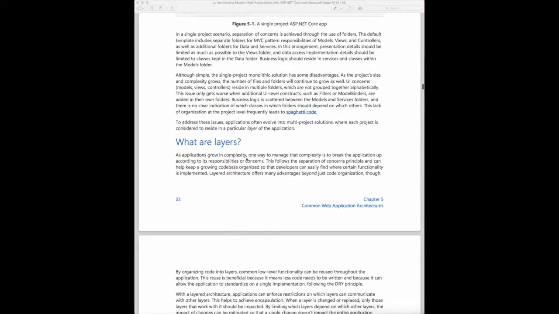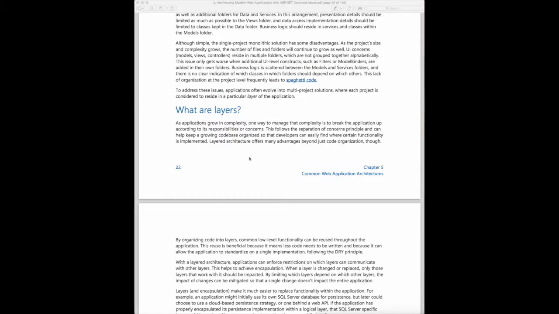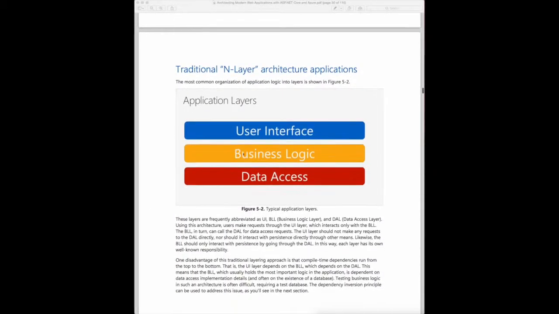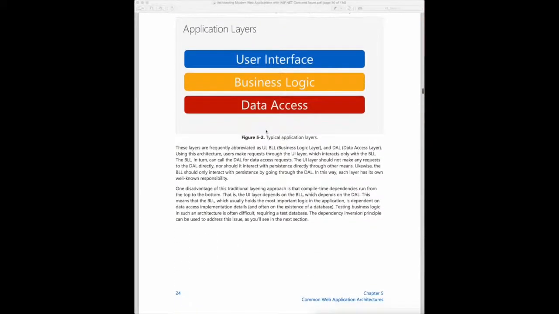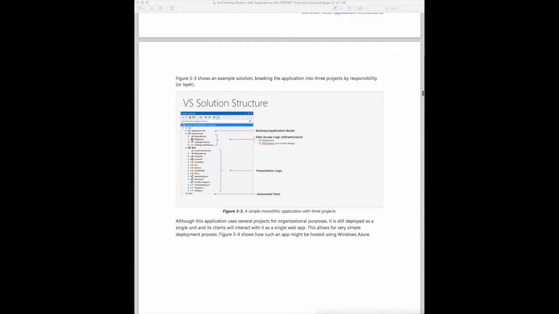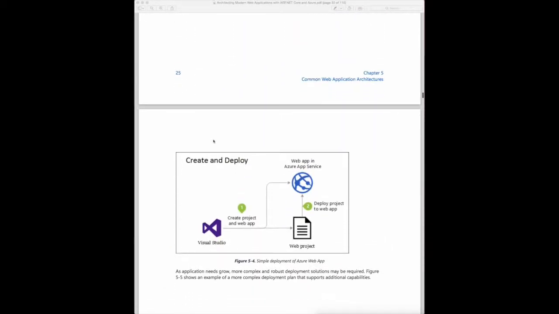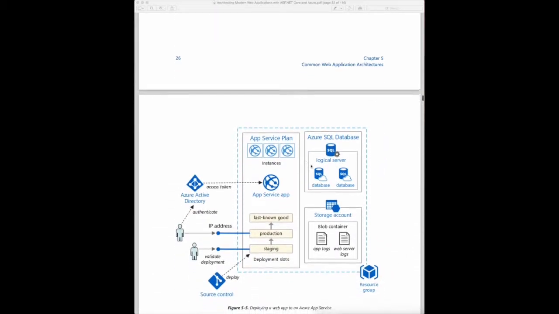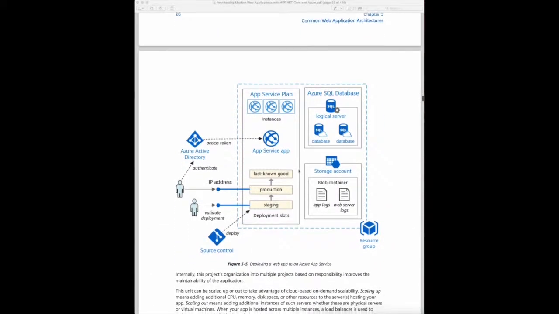So what are layers? When your complexity increases, one easy way of breaking up your application is into layers. This is a simple layering: you can have a user layer, a business layer, and a data layer. It's just showing you how simple that is. With a monolithic application, you just deploy in one click.